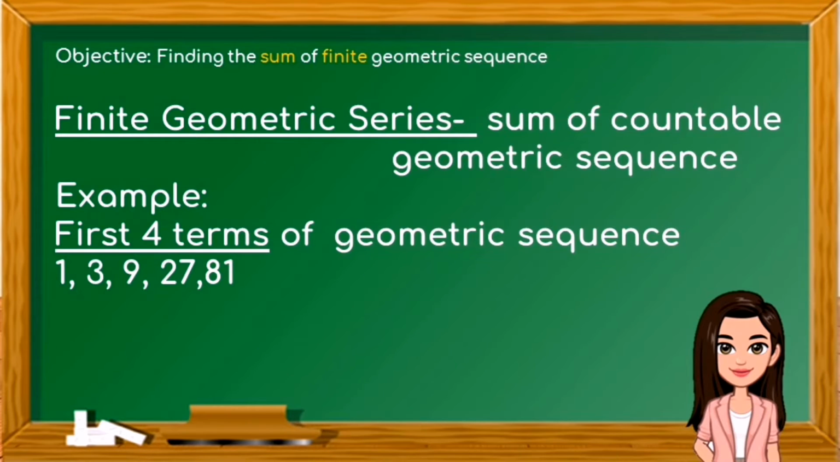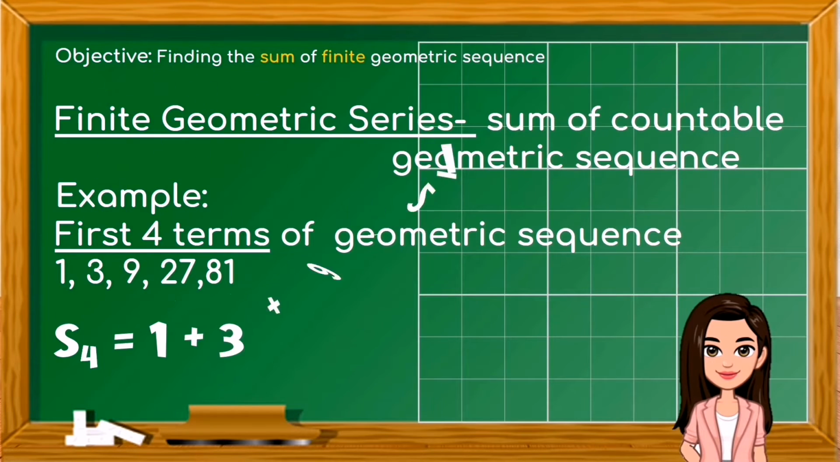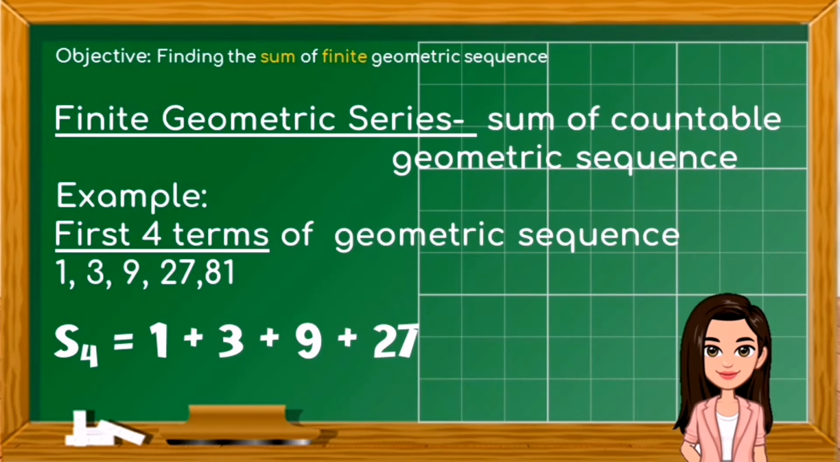Another example. Write into geometric series form the first 4 terms of the geometric sequence 1, 3, 9, 27, 81. That is, S sub 4 is equal to 1 plus 3 plus 9 plus 27. Okay? Did you get it?